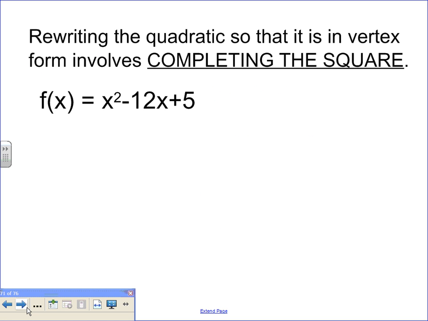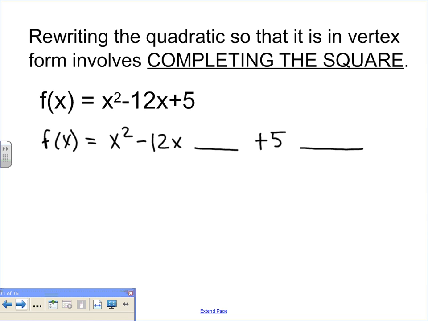So what we're going to be doing is, here we have an example f of x of a quadratic equation that is in standard form, and we're going to take that quadratic equation and change it to vertex form, and this involves a process called completing the square. So first of all, I'm going to take this and rewrite it as f of x is equal to x squared minus 12x. I'm going to leave a space because we're going to add something there, and then my plus 5. And then I'm going to add another space here.